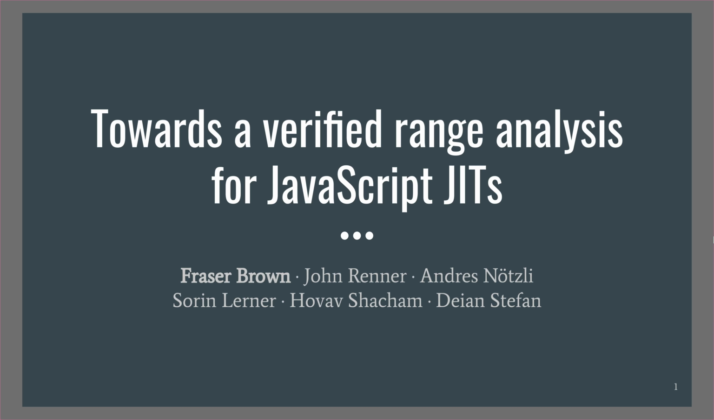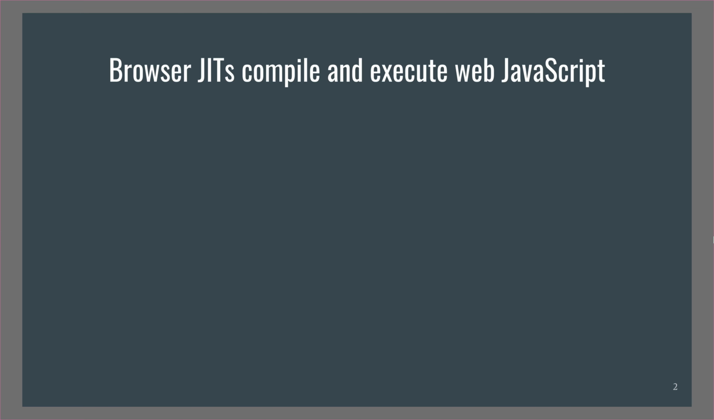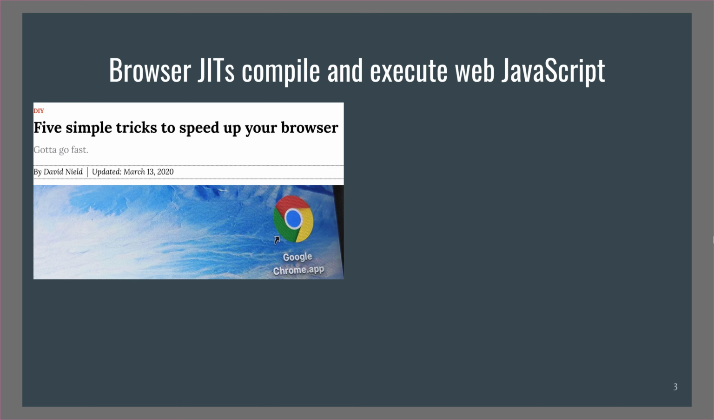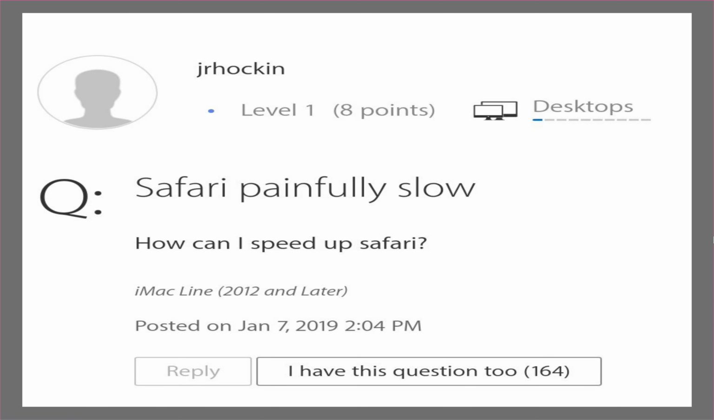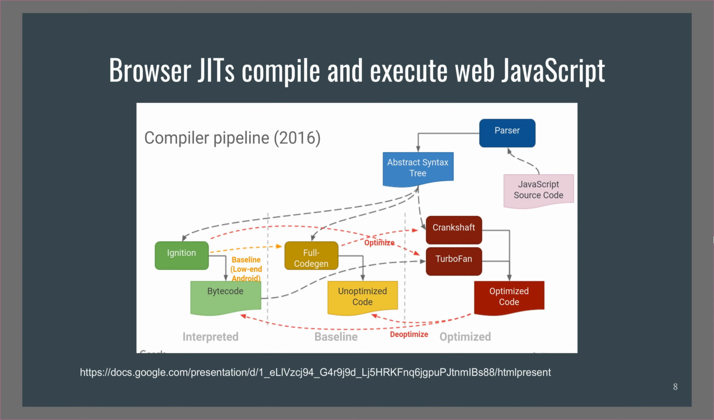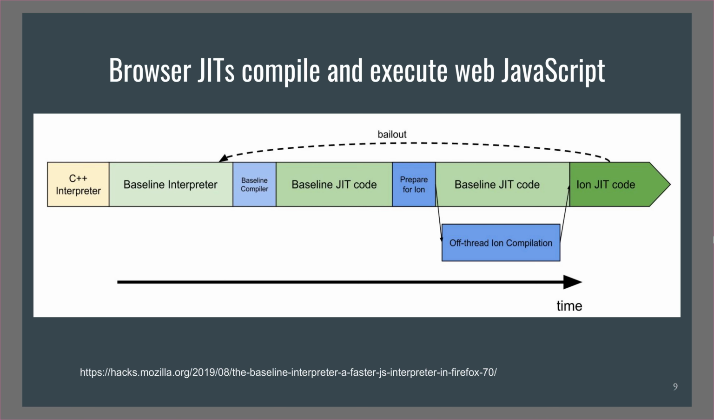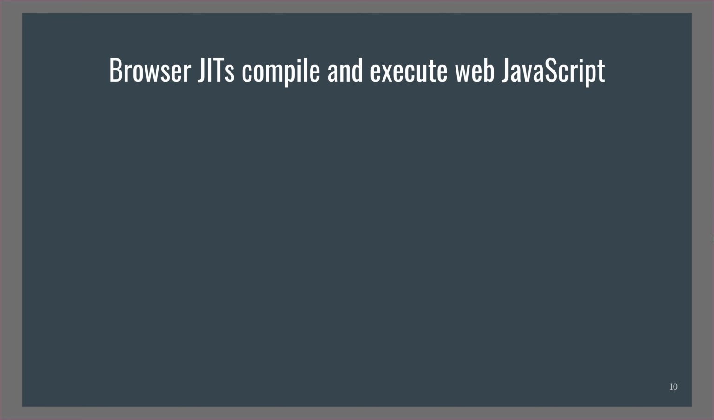Today, we'll end up talking about a verified range analysis for JavaScript JITs, but we're going to work up to that by first discussing browser JITs themselves. Browser JITs live in your browser, Chrome, Firefox, Safari, whatever, and compile and execute all the JavaScript on every web page you visit. As a result, they're clearly on the critical path for good browser performance. This means that JIT architectures have evolved to be pretty complex, and the JIT code itself has to be pretty optimized too. The speed requirement, though, is in tension with security requirements in the JIT.